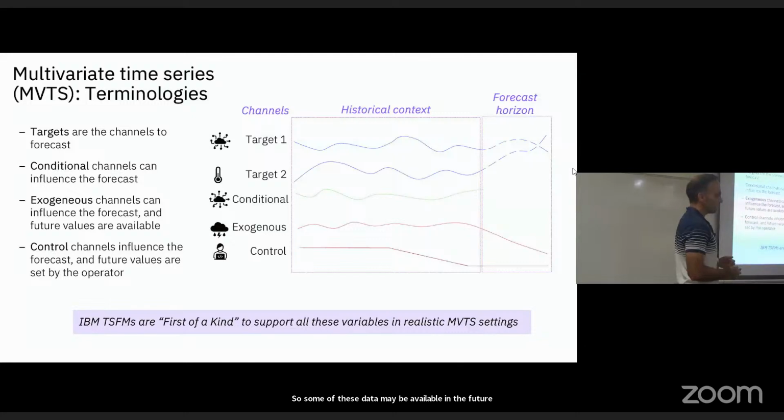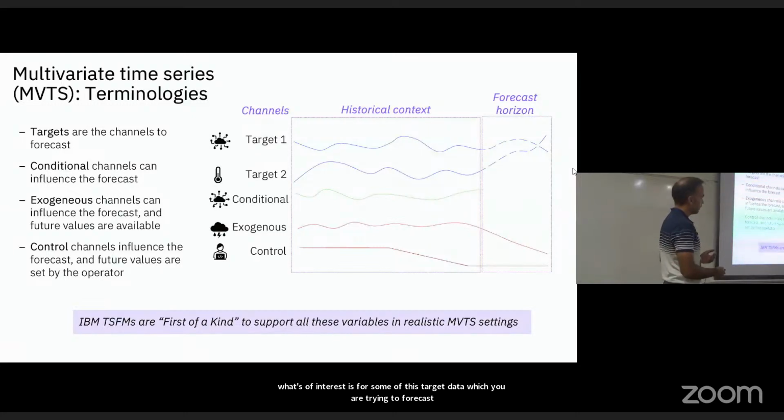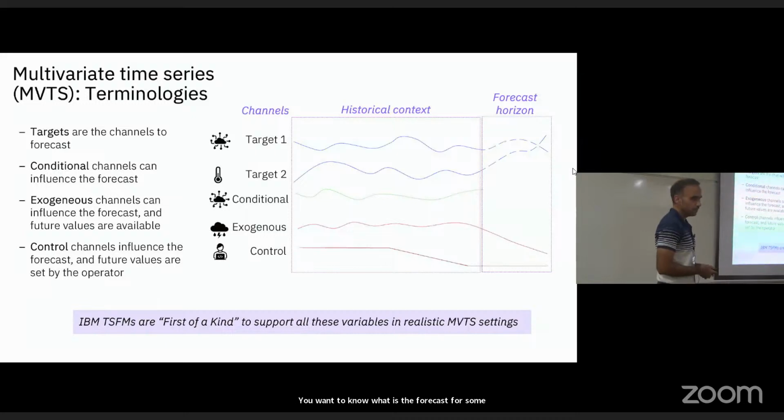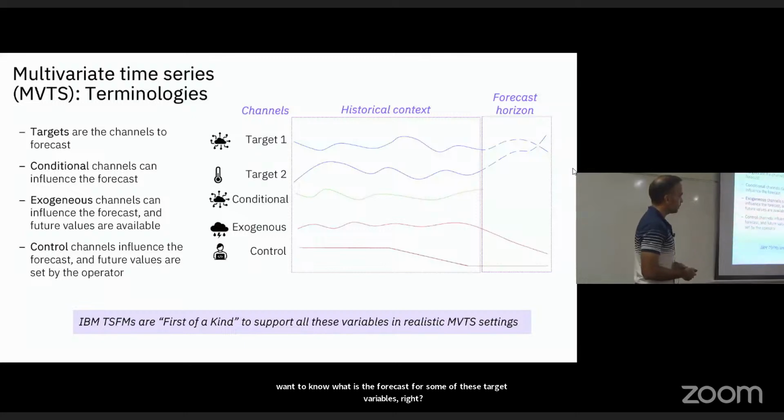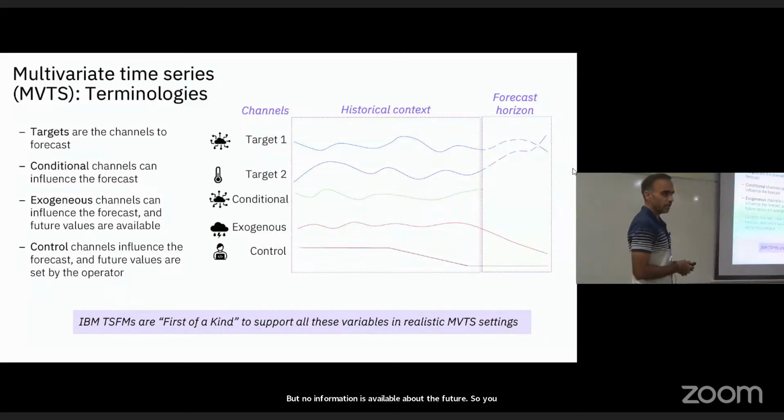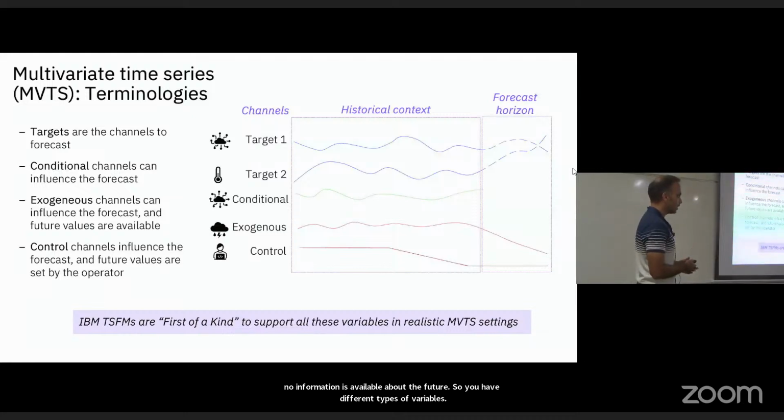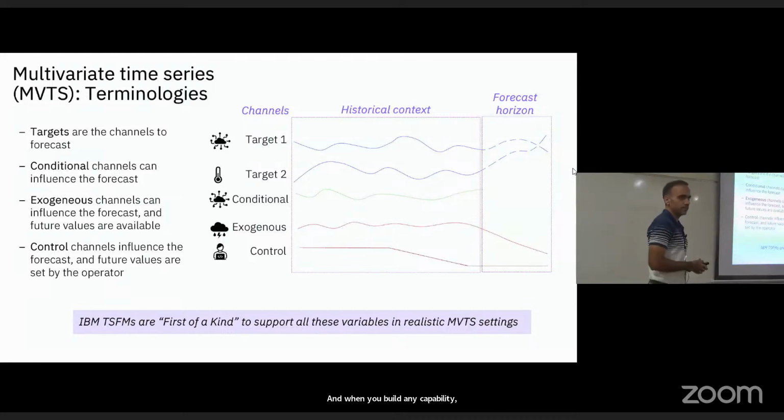And what's of interest is, for some of this target data which you are trying to forecast, given the past context and the information that is available for the other variables, you want to know what the forecast is for some of these target variables, right? Likewise, you will also have conditional variables where you know only the data till the forecast point, but no information is available about the future. So you have different types of variables. And when you build any capability which needs to be applied in different settings, ideally you should be able to model all these types of variables.